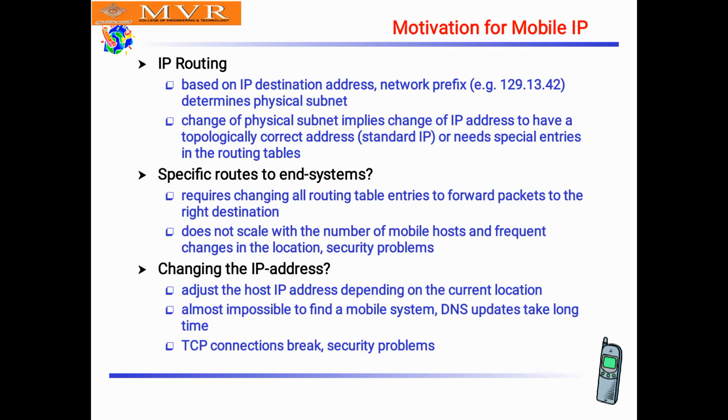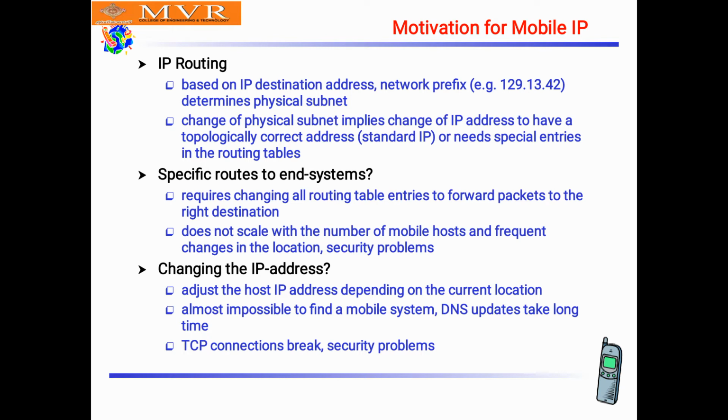The motivation of mobile IP is mostly driven by IP routing, specific routes to end systems, and changes of the IP address. In IP routing, the IP destination address network prefix, for example 129.13.42, determines the physical subnet. A change of physical subnet implies a change of IP address to have the topology correct. Addressing based on standard IP needs special entries in the routing table.